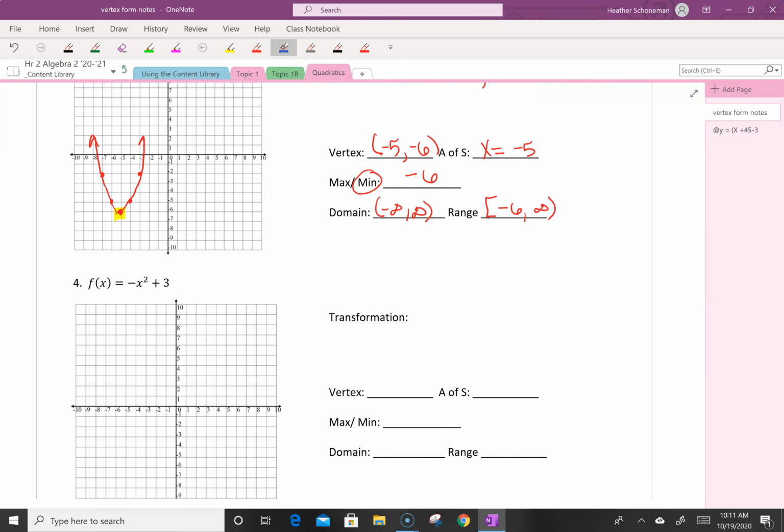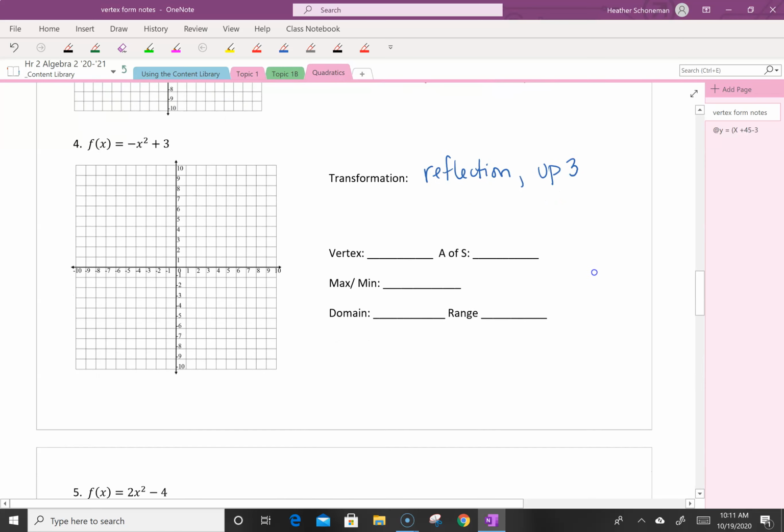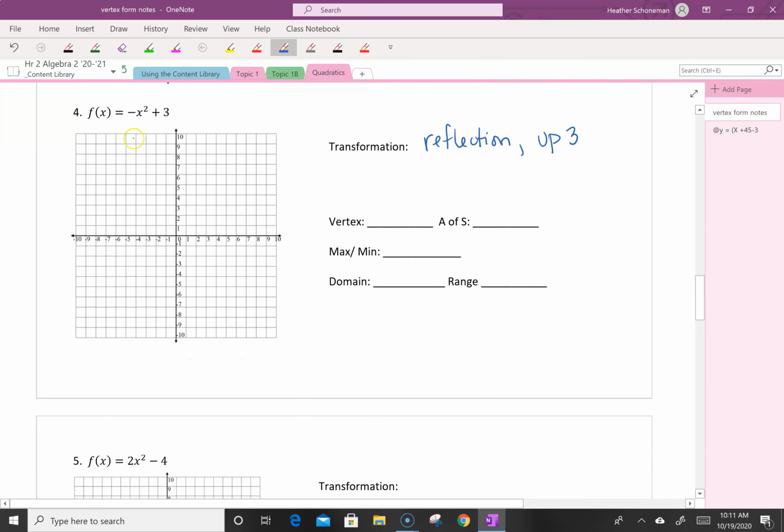On number 4, the negative is a reflection, so it's going to open down. And the +3 tells me I'm going to go up 3. My vertex, there's nothing added or subtracted in the parentheses, so my x is 0, but this gives me my y, which is +3. The axis of symmetry is x equals the x-coordinate, which is 0.